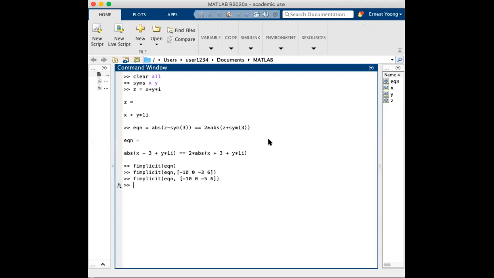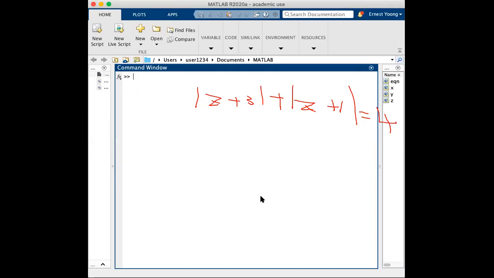And you can try to plot a graph yourself. Let's say, as an example, you can pause the video for a while and try it out. Modulus of z plus 3 plus modulus of z plus 1 is equal to 4. You can pause before trying to do this. Right, so clear everything here and start from scratch.